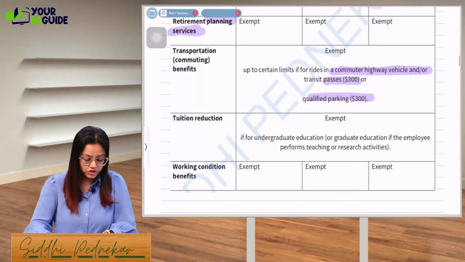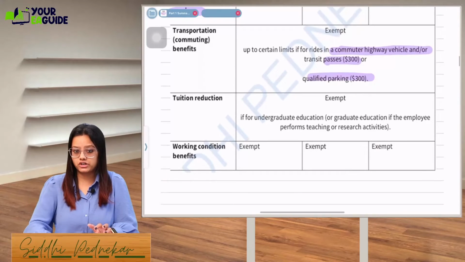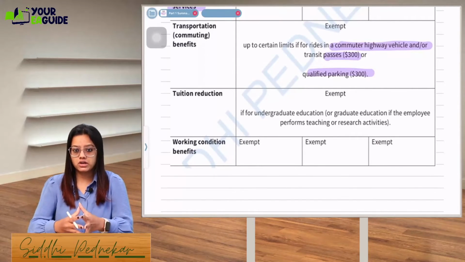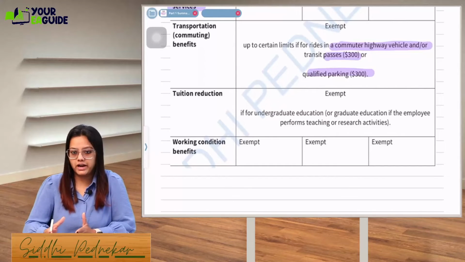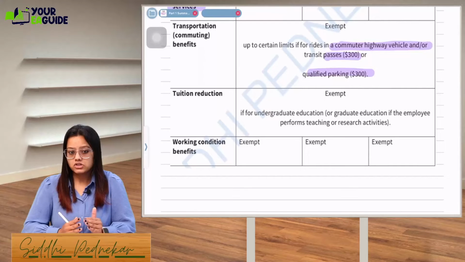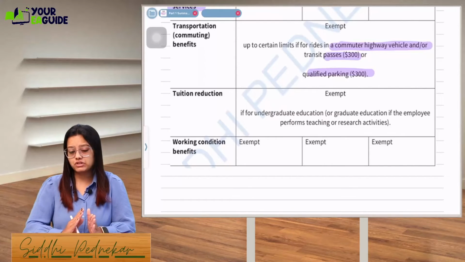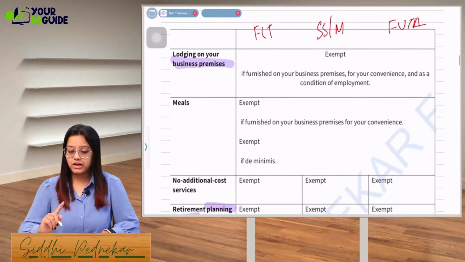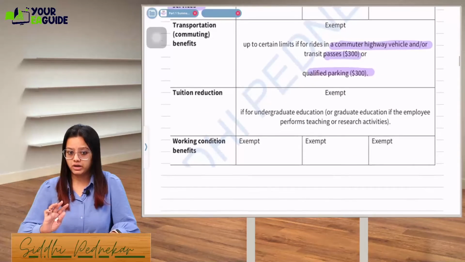Okay, tuition reduction, if you get it, then it will be exempt. If you undergo education or certain research-related activities which will be used for your business purpose. So the tuition fees incurred, the sponsorship I can say, by the organization for you, will be exempt from federal income tax, social security, Medicare and FUTA taxes.